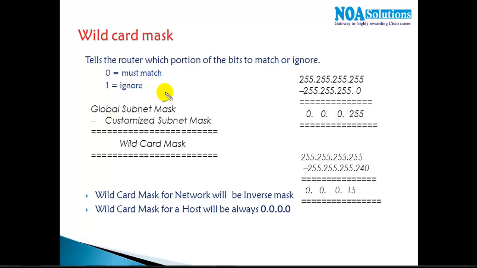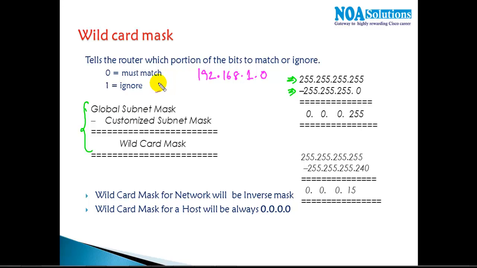So in the normal formula which we use for calculation of the wildcard mask, from all 255s, that is my global subnet mask, we need to subtract the subnet mask. So let's take an example. I'm going to use the 192.168.1 network.